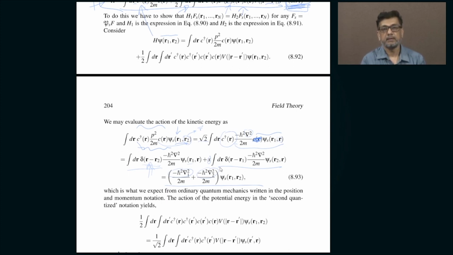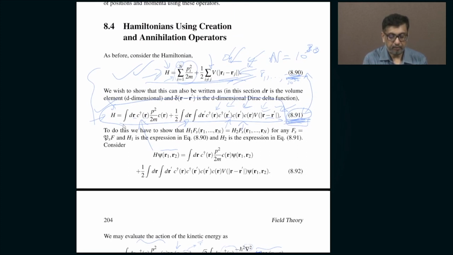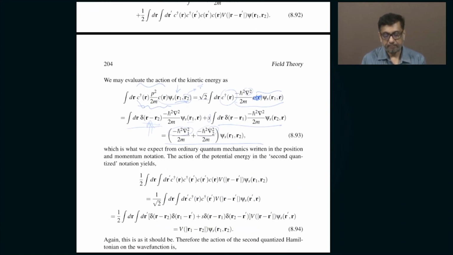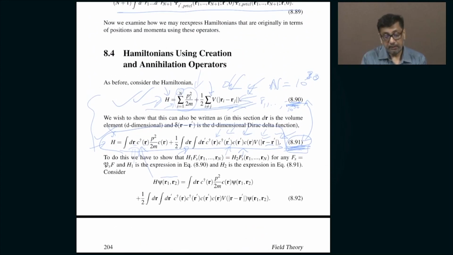I hope that is clear, that I have convinced you that writing the Hamiltonian in this so-called second quantized way gives you precisely the same result as the conventional way of writing the Hamiltonian. But you have to ensure that you are acting all these operators on a wave function with a fixed number of particles. It is only then you can verify these claims. Alright, so now the next term is basically the interaction between the particles.